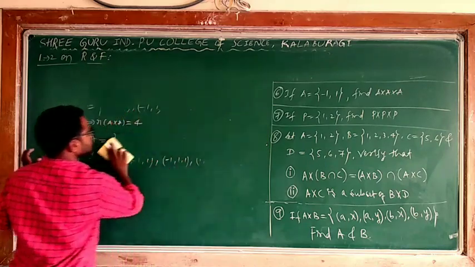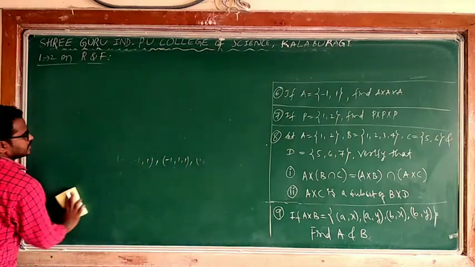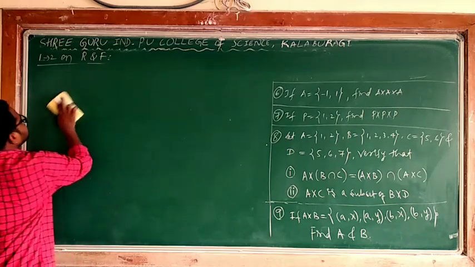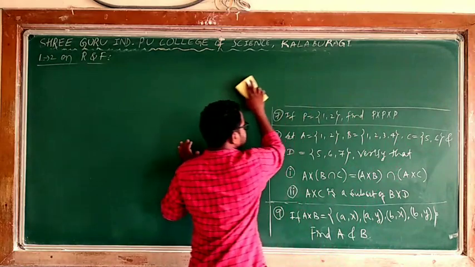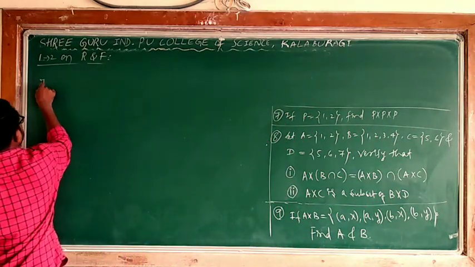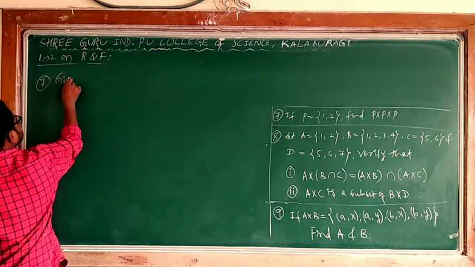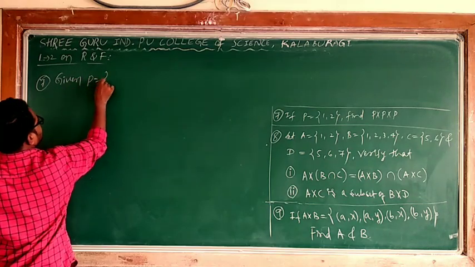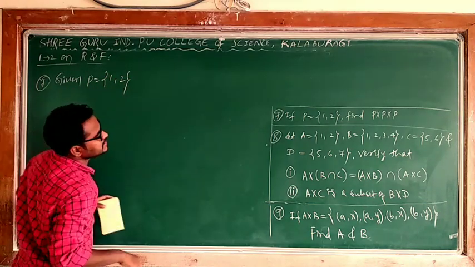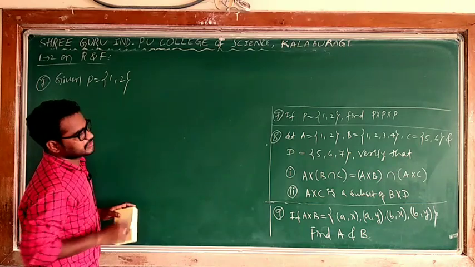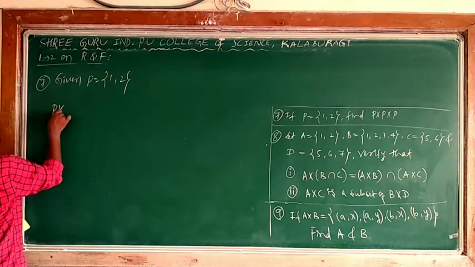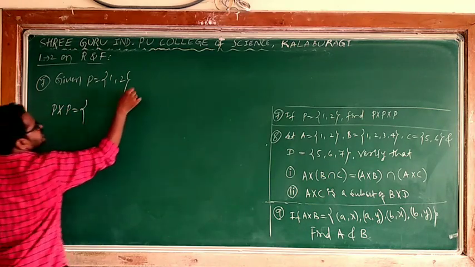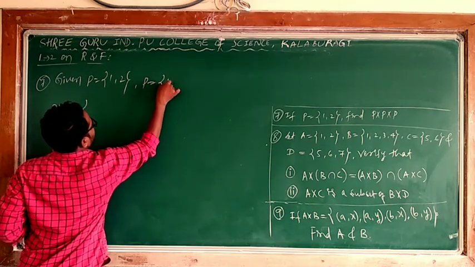What is the seventh one? Seventh one. Sixth one is over. Seventh one, what is given? Given P is equal to {1, 2}. Again, what are they asking? P cross P cross P means ordered triplets. I can write P cross P itself, and I can take another P itself, {1, 2}.